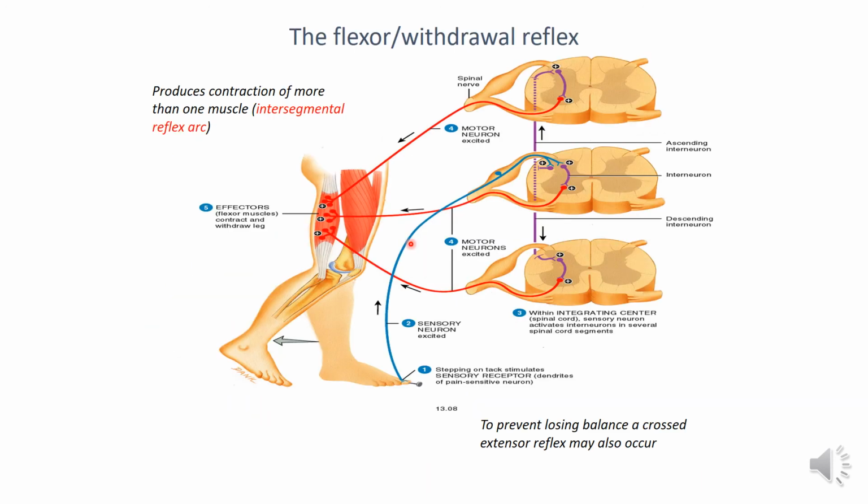Flexor withdrawal reflex. The flexor withdrawal reflex produces movement of the part of the body exposed to injury or pain. The stimulus here is a painful stimulus, stimulating the sensory pain receptors, sending impulses to the spinal cord, and when they send impulses to the spinal cord, they are going to produce flexion withdrawal. So what is the meaning of flexion withdrawal? There is contraction of the flexors, and this contraction of the flexors is going to produce what? Movement of the limb away from the painful stimulus.